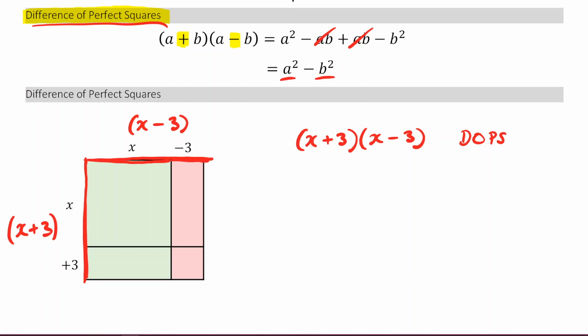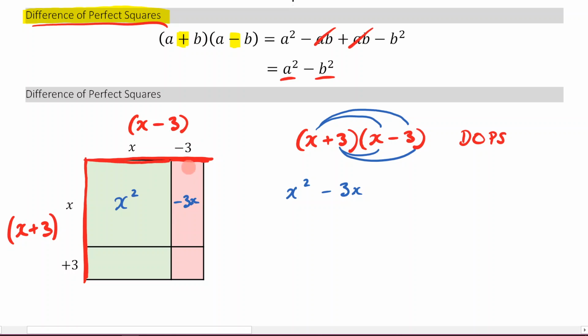You can always expand things the slow way. What I mean by that is going this times this, this times this, this times this, this times this. X times x is x squared. That corresponds to this area right here, which is green because it's positive. Then we'll go x times -3, which is going to be -3x. That corresponds to here, -3x. So here's -3, and here's x. I've colored it red because it's negative area.